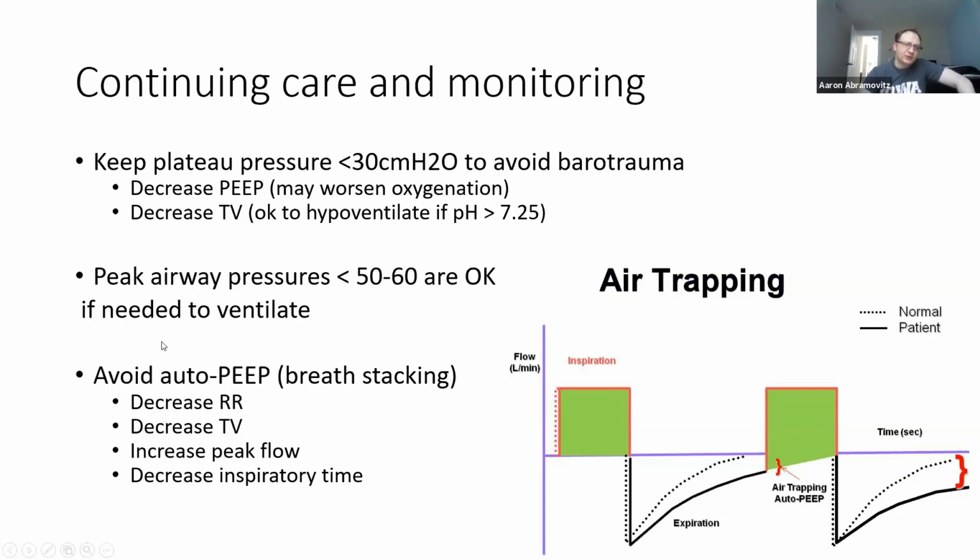Peak airway pressures actually in the 50s, 60s are okay if they're needed to ventilate, especially in patients that need really high initial peak flow to get the breath in quickly, like with asthma or COPD. And then by avoiding auto-PEEP, you give that patient, as we talked about earlier, adequate time to exhale by decreasing rate, tidal volume, increasing the rate at which the breath is given.